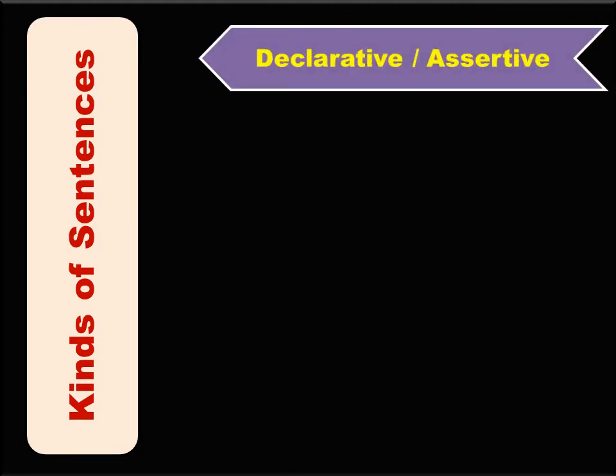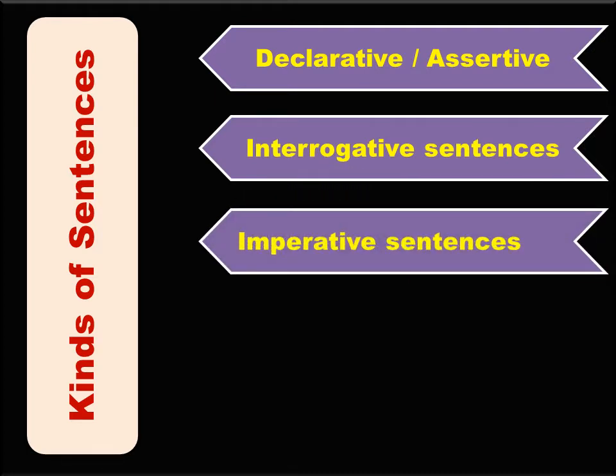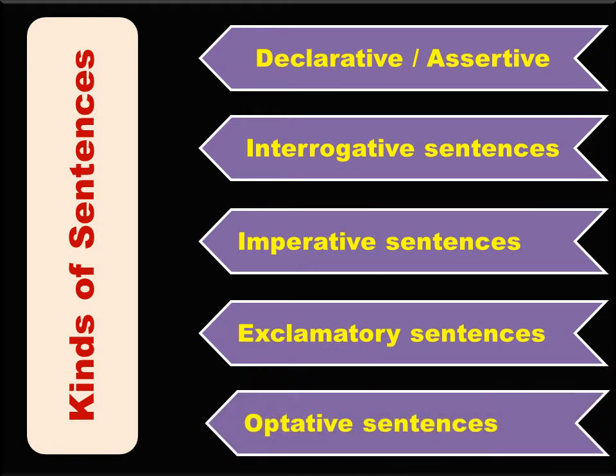Sentences can be classified into 5 types based on the meaning they convey, and they are declarative or assertive sentences. The next one is interrogative sentences, imperative sentences. Then you have exclamatory sentences, and finally optative sentences.